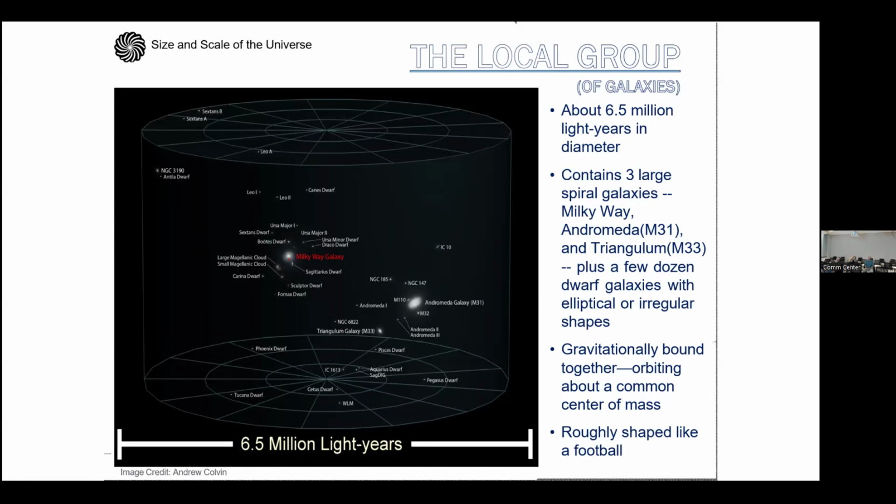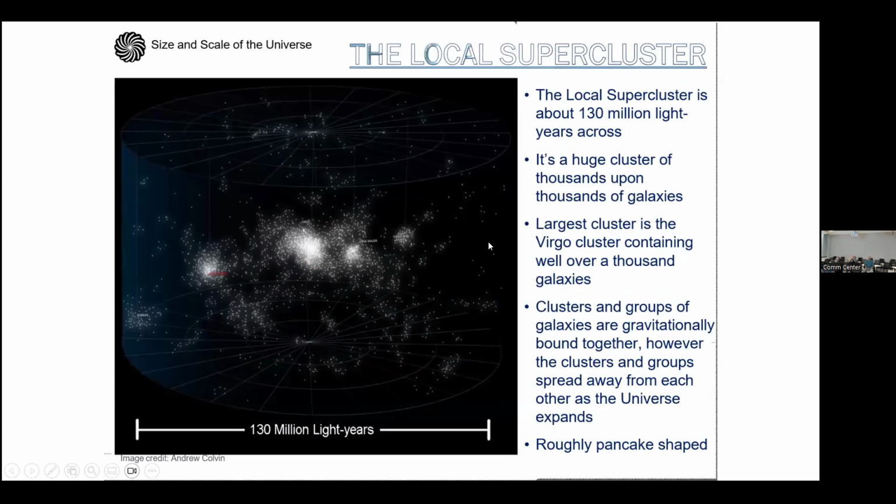And then the local group is part of a local supercluster. And the largest part of the local supercluster is, I believe that's here, the Virgo cluster. And the clusters and the groups are all gravitationally bound together. The individual clusters are gravitationally bound together, but the members of the superclusters are not. They're actually spreading apart because of the expansion of the universe.